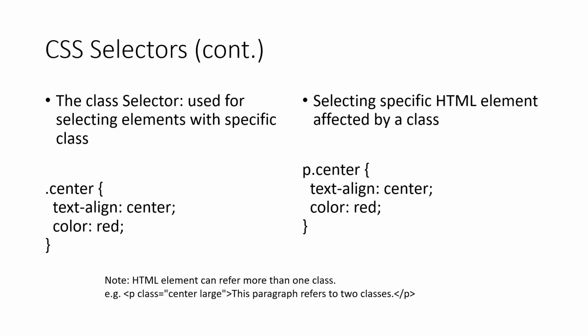And then, since you can use a class for many elements, sometimes you can specifically talk about a particular element with that particular class. So we can say selecting a specific element affected by a class. So for example, when we have a paragraph with class center, in that particular case, how you are going to handle it. So this is another selector that we can use to change the content.